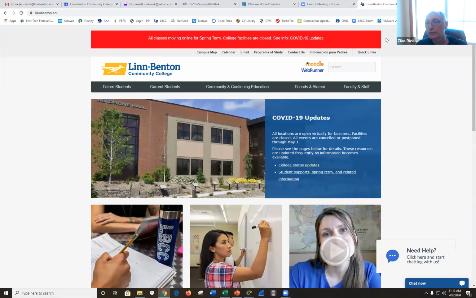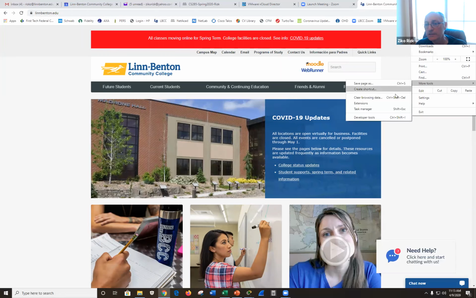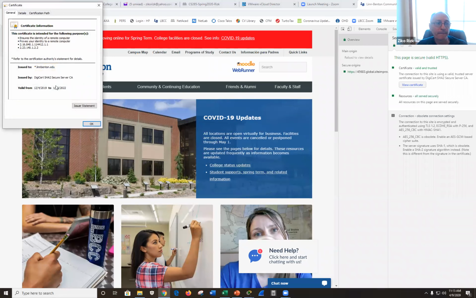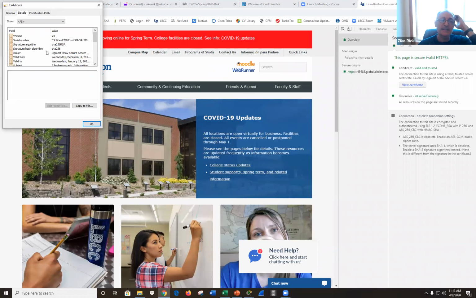And I'm going to More tools, Developer tools, Security, and view the certificate. And Details, and this is the digital certificate that is being used with the linbenton.edu website. And it's version 3. Do you guys see SHA-256? This is the hashing algorithm, 256 bits.